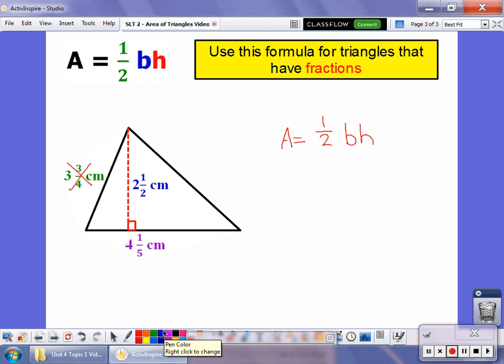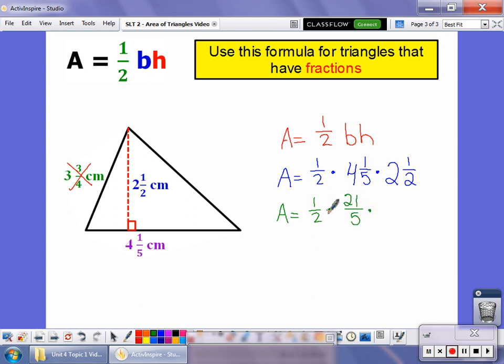My next step is my substitutions. So I'm going to have 1/2 times my base, which is 4 1/5, times my height, which is 2 1/2. Now when it comes to multiplying fractions, I can't multiply mixed numbers. So I'm going to have to take these two mixed numbers and change them to improper fractions. So it's going to be 1/2 times, remember 5 times 4 is 20, plus 1 is 21 over 5. And then 2 times 2 is 4, plus 1 is 5 over 2.